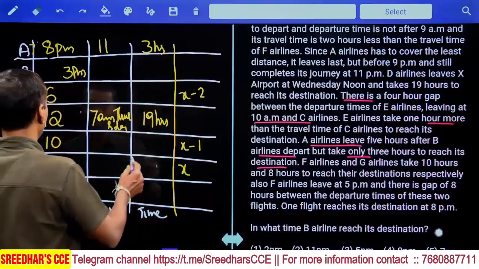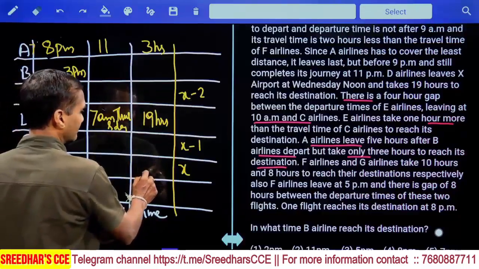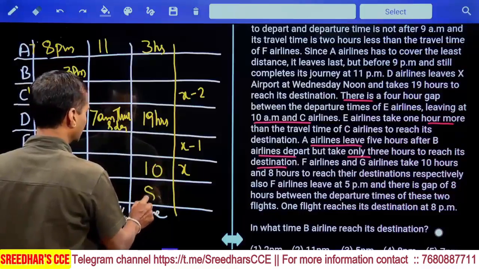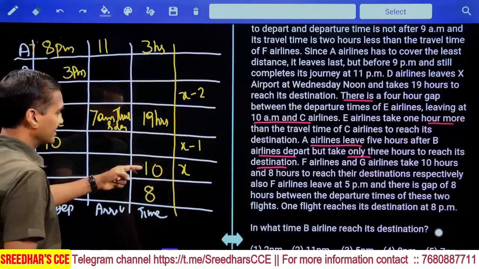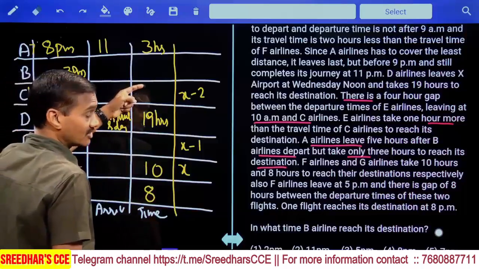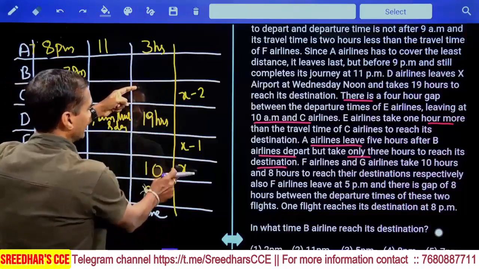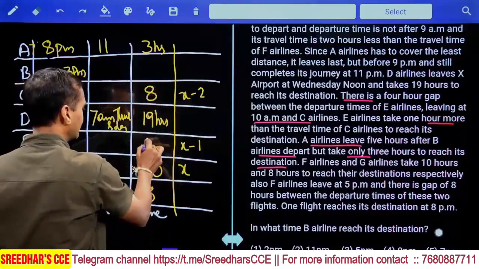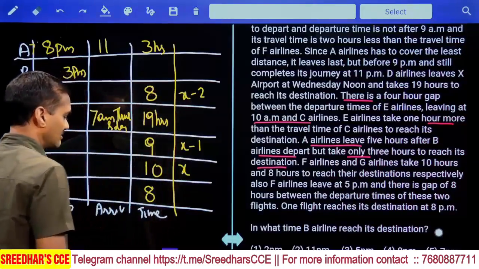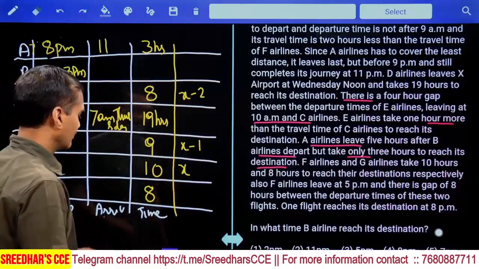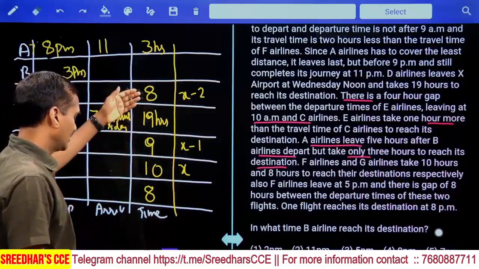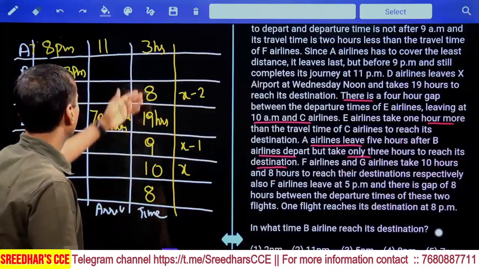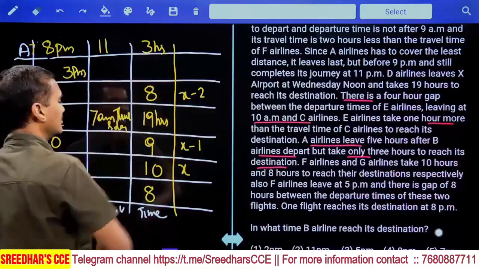Now sir, F is taking how many hours? 10 hours. F airlines and G airlines take how much time? 8 hours. If it is taking 10 hours, now this has to take how much time? 10 minus 2, X minus 2. X minus 2 means this has to take 8 hours. If it is taking 8 hours, it has to take 9 hours. Is that right? Now the time taken for this one. Now this has to be 8, 9, 10 and 8. This is the duration. Now this is taking how much? 3 hours. This we don't know.